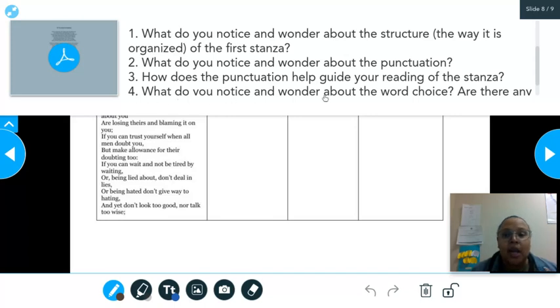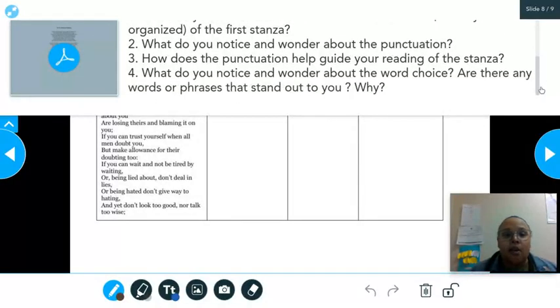What do you notice and wonder about the word choice? Are there any words or phrases that stand out to you? Any that you do not know? That can go under your wonder, and why. Why do those words and phrases stand out to you? Maybe it's something you do know, but maybe you like a specific line. Put those things on this graphic organizer.